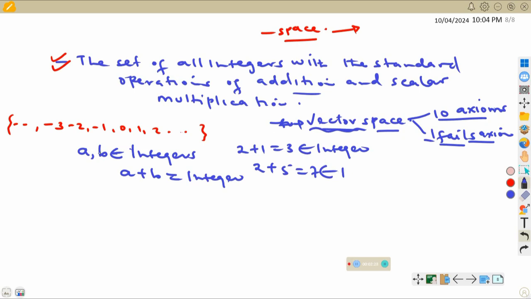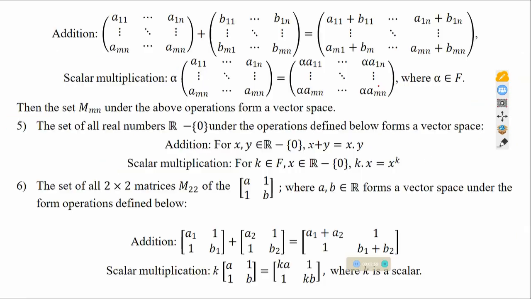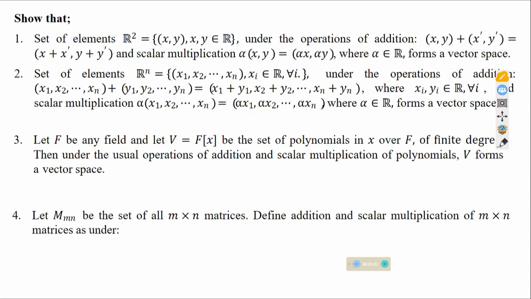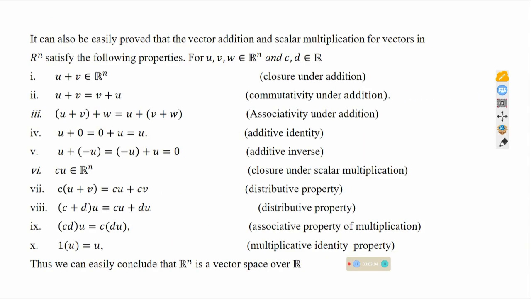So clearly, when you add an integer with an integer, you will get an integer. So that one holds, which means the properties of addition will hold. So if the properties of addition hold, let us look at the properties that correspond to scalar multiplication. Remember, we have axioms which are in two categories.